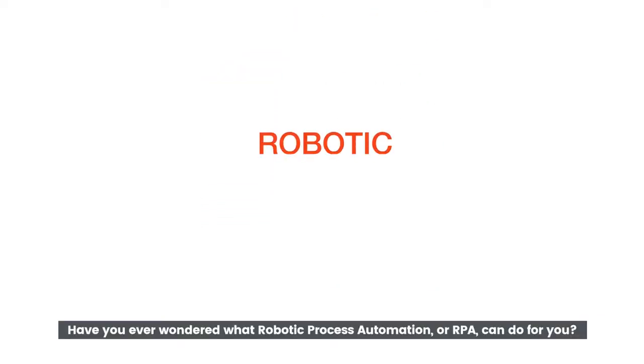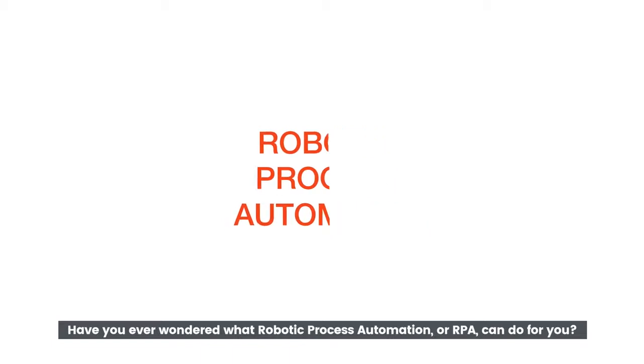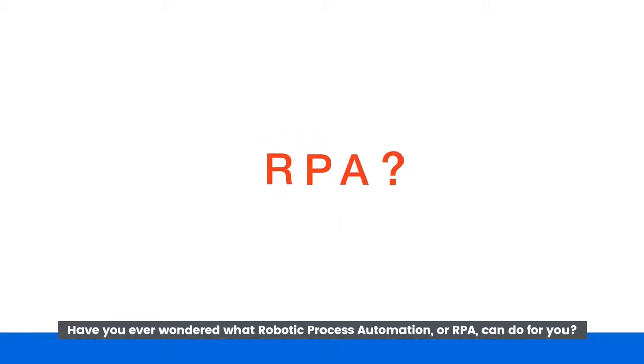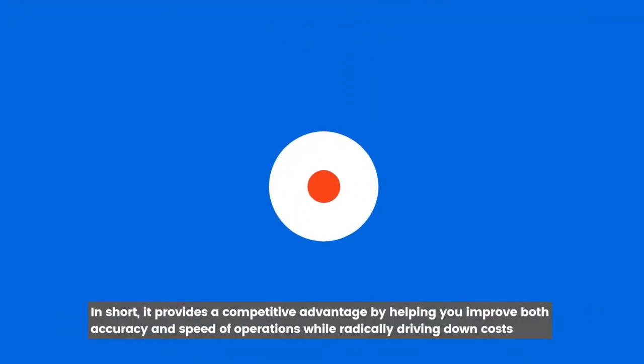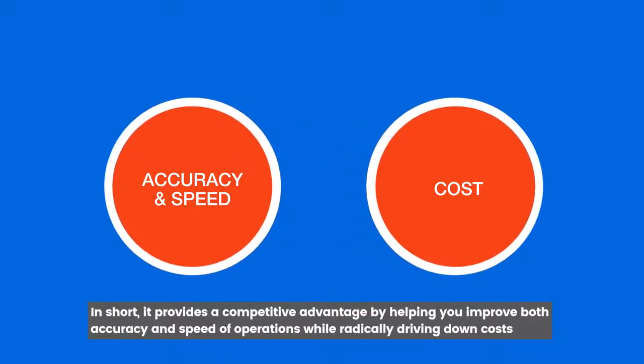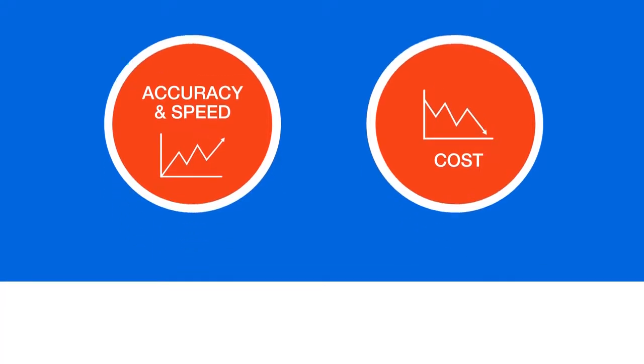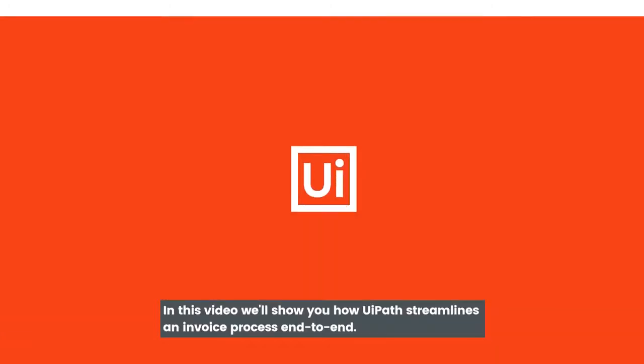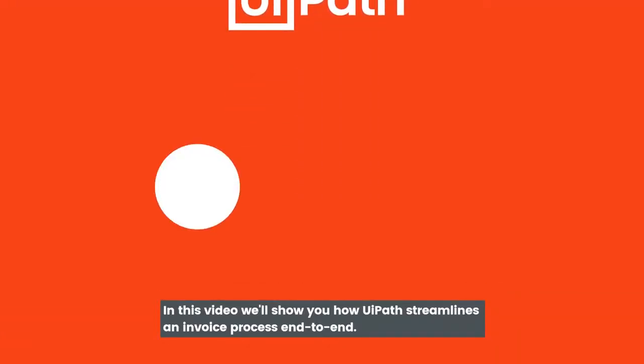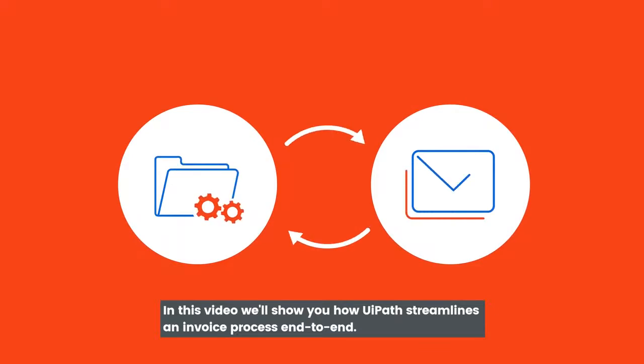Have you ever wondered what Robotic Process Automation, or RPA, can do for you? In short, it provides a competitive advantage by helping you improve both accuracy and speed of operations while radically driving down costs. So how does it work? In this video, we'll show you how UiPath streamlines an invoice process end-to-end.